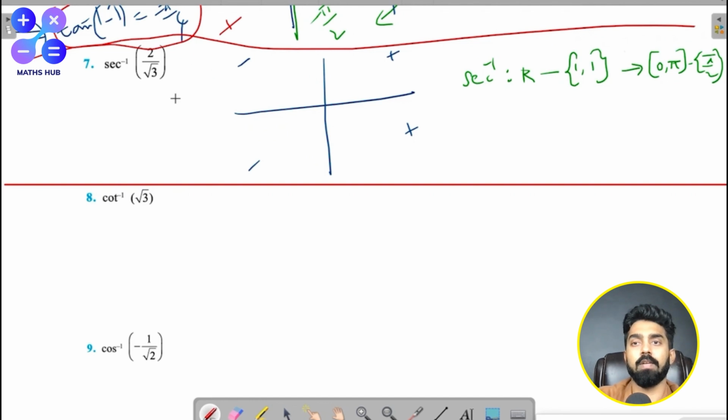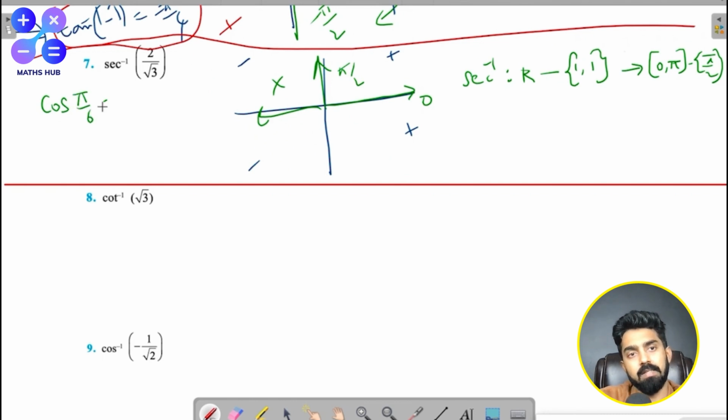Now, if this is the case, then our value lies between 0 and pi by 2, right? Because this value is not negative, we don't have to worry about the other part. So it lies between 0 to pi by 2. Now, we know that cos pi by 6 is root 3 by 2. So this would mean secant of pi by 6 would be 2 by root 3.